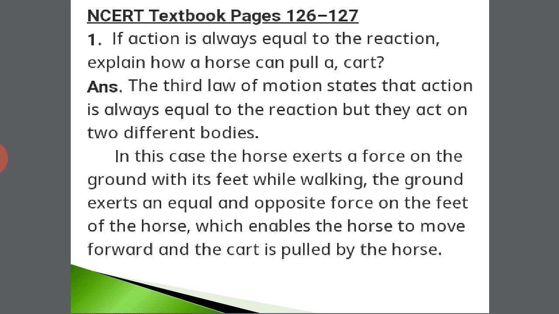If action is always equal to reaction, explain how a horse can pull a cart. Okay, we all know that to every action there is an equal and opposite reaction. This is the third law of motion. The third law of motion states that the action is equal to reaction, but they act on two different bodies. The horse exerts a force on the ground with its feet while walking, and the ground exerts an equal and opposite force on the feet of the horse, which enables the horse to move in the forward direction, and the cart is pulled by the horse. Got it?